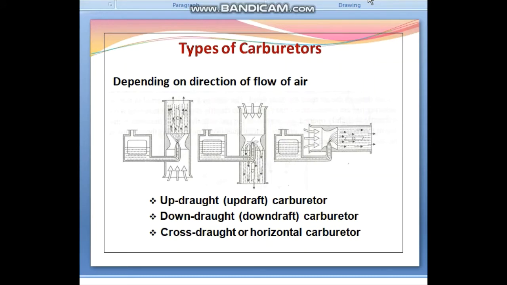Now, the types of carburetor. There are three general types of carburetors depending on the direction of flow of air. As shown in this figure, the first one is the updraft type, in which the air enters at the bottom and leaves at the top, so that the direction of flow is upward.